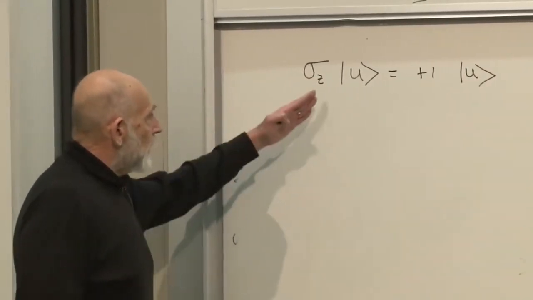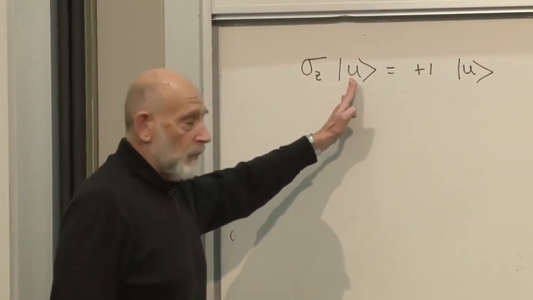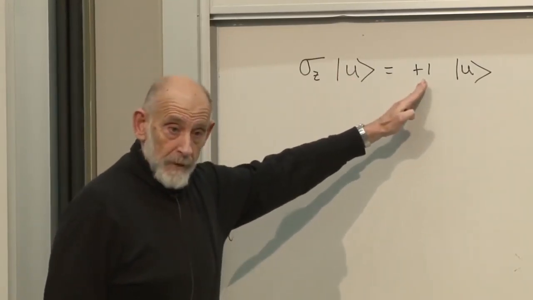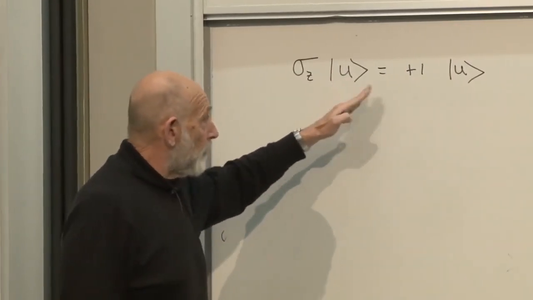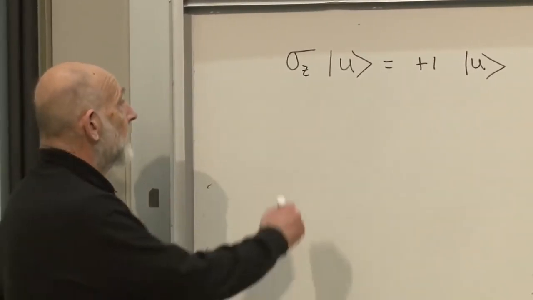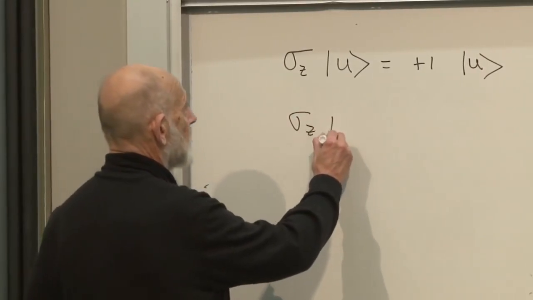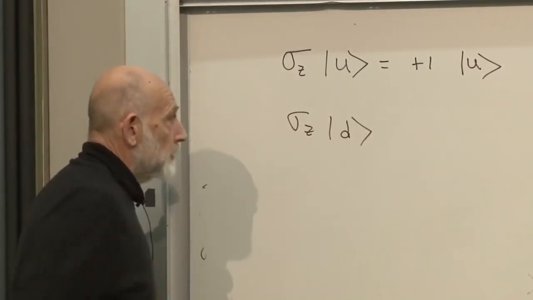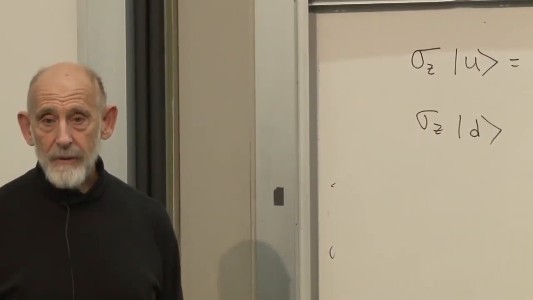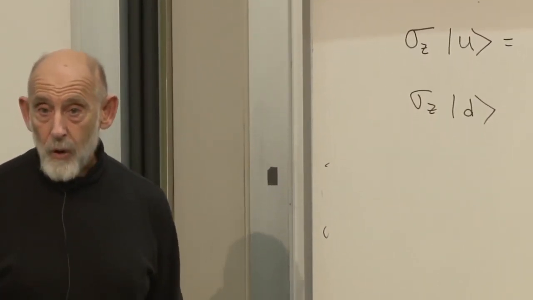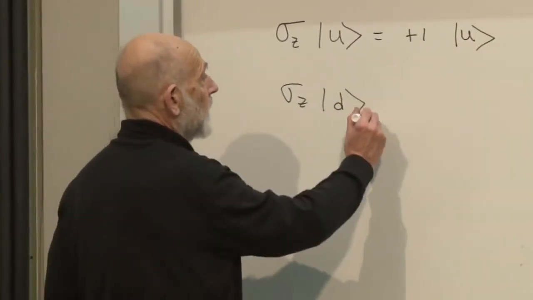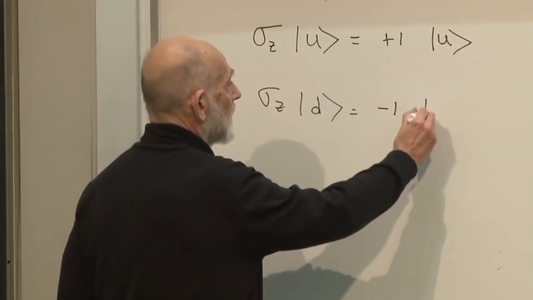Why? Because the measured value when we measure sigma z is going to be +1. That's the eigenvalue. And up is the eigenvector because in the up state, sigma z is definite. What about sigma z on the down state? Is sigma z definite in the down state? Yes, it's always -1. That means the eigenvalue is -1 times down.